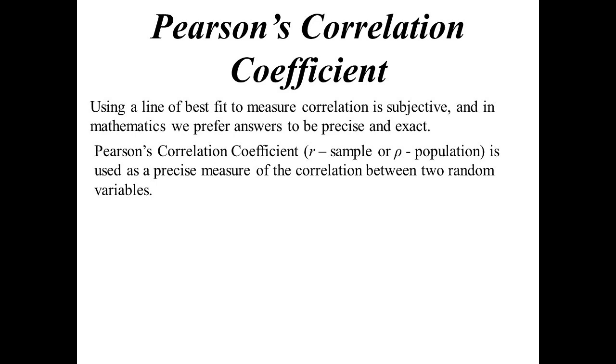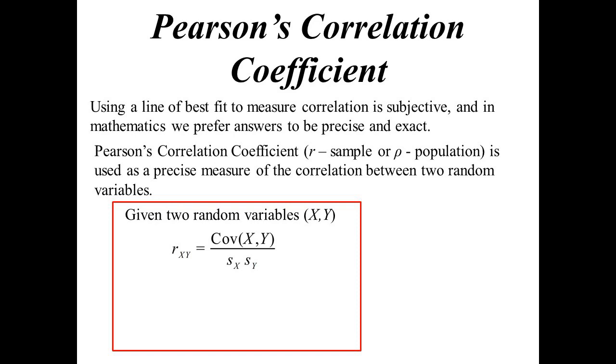So the symbol we use, if we're talking about a sample of data, it's R. If it's population data, we use the Greek letter rho. But what you will notice is when it's population, we tend to use the Greek alphabet. When it's sample, we use the Latin alphabet. Okay. All right. Let's keep going.